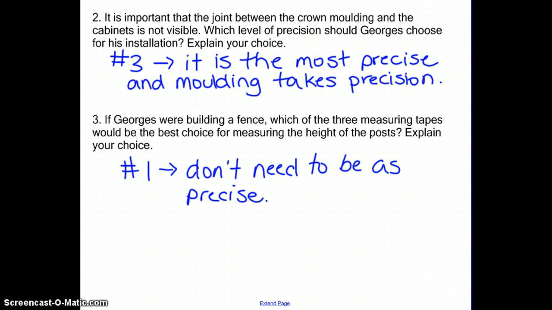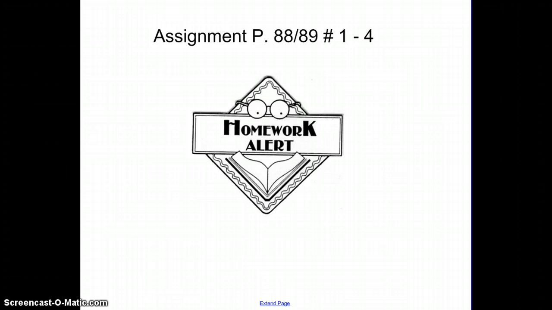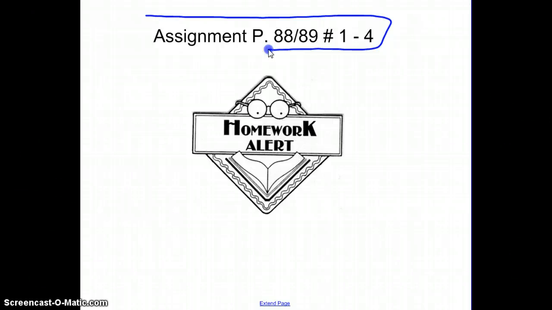All right, good work. Now you do have an assignment to work on, page 88 and 89, numbers 1 to 4. Do these for homework, please.